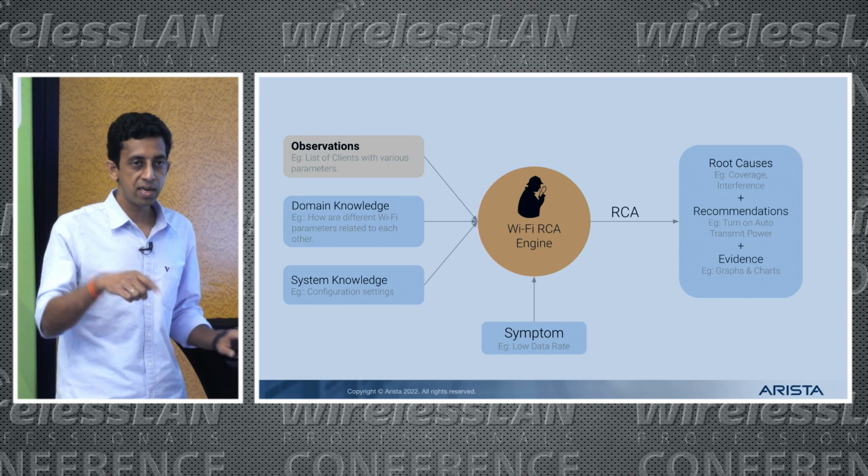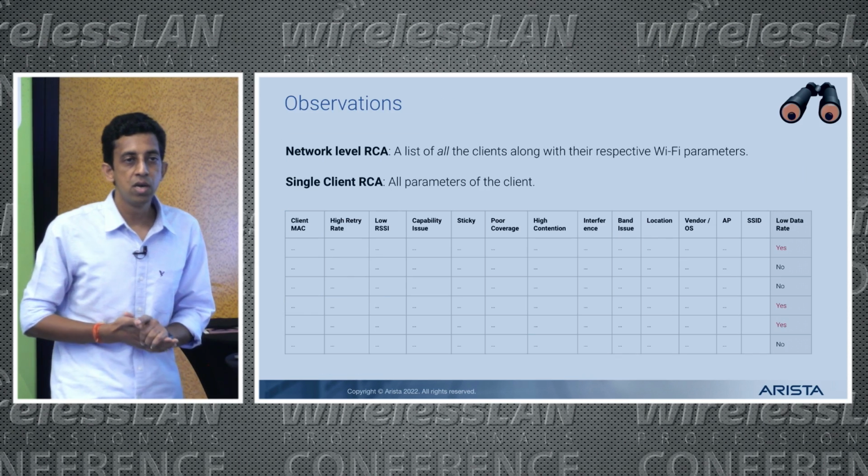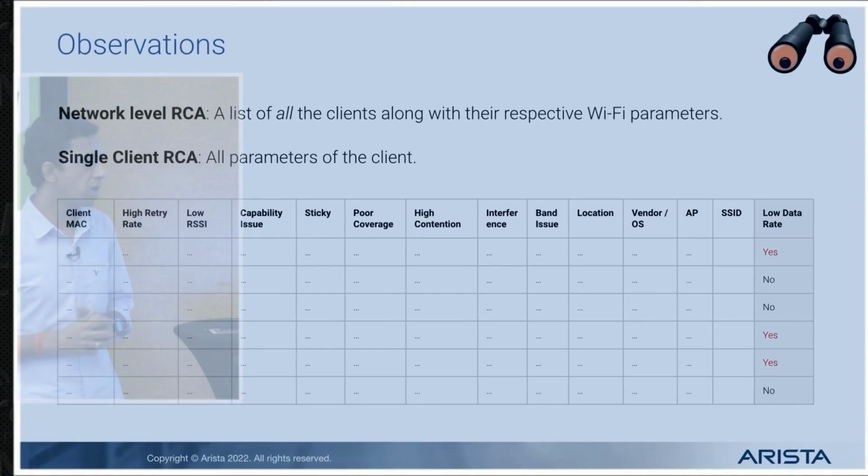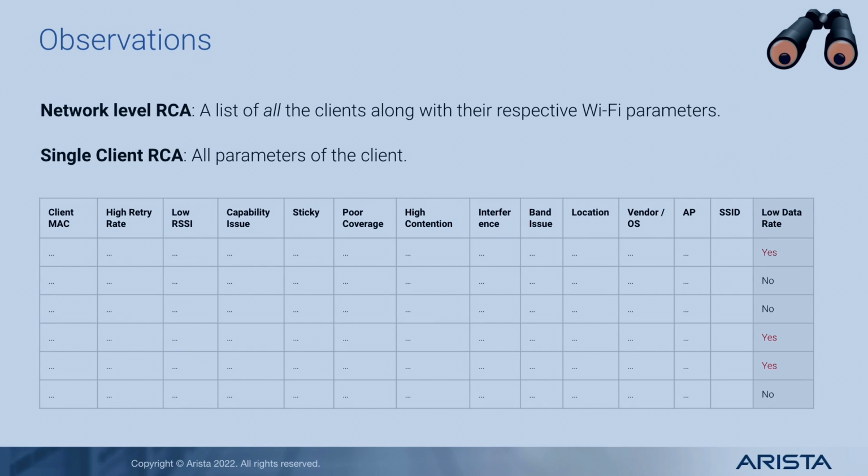Now let's look at each one of these individually. So what constitutes the observation? If you are doing a network-wide root cause analysis, you want to understand what's happening at this location. I have many clients that are affected. Then what you would do is capture a list of all those clients and potentially also their historical data. For example, things like whether it's facing retry rate or not, high contention or not. And you would have the symptoms.